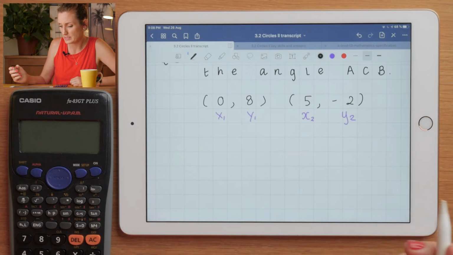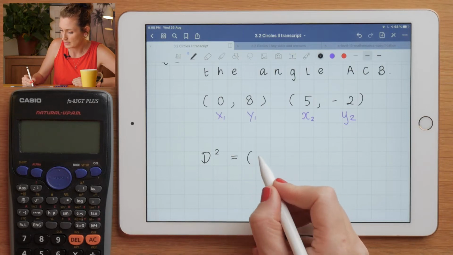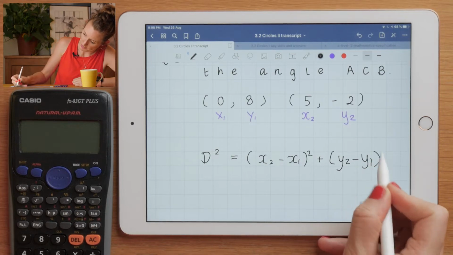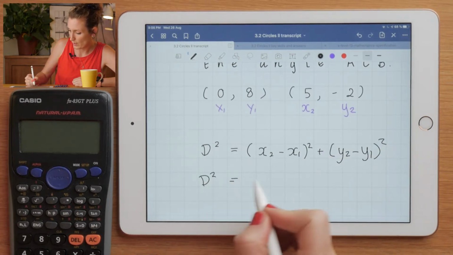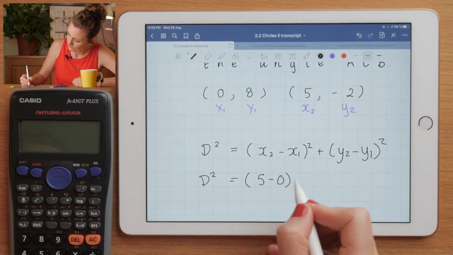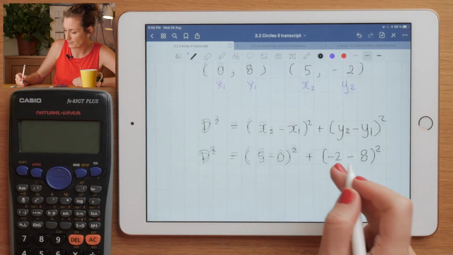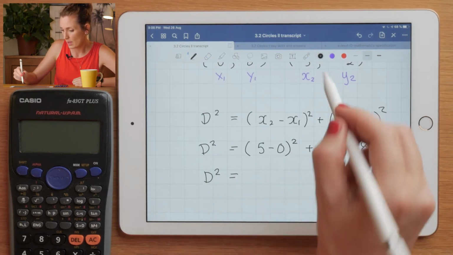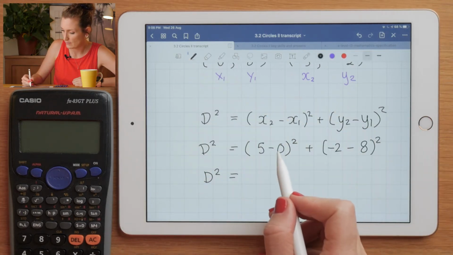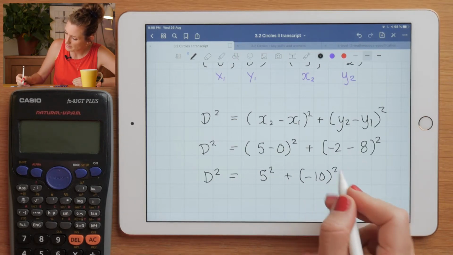I always harp on about this, but I always think it's really good to write the formula down every time. So d squared is going to be (x2 - x1) squared plus (y2 - y1) squared. Okay, so the distance squared will be, now substitute your numbers on the second line, (5 - 0) squared plus (-2 - 8) squared. So d squared. And you notice I'm keeping everything in nice neat lines. 5 minus 0 is 5, so that'd be 5 squared. Minus 2 minus 8 will be minus 10, so minus 10 squared.